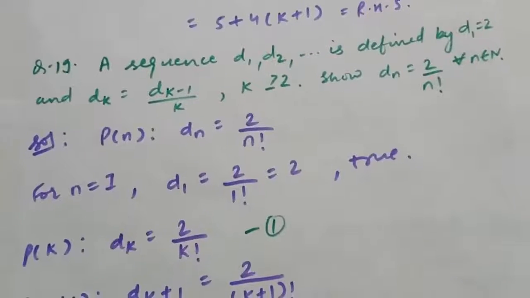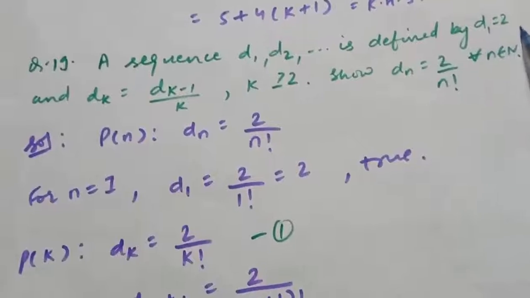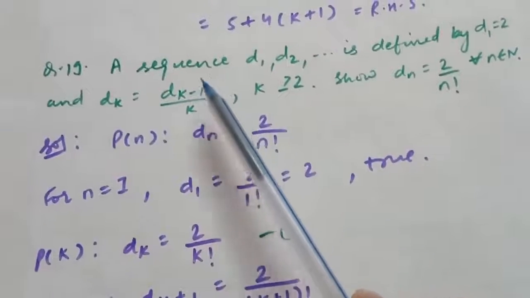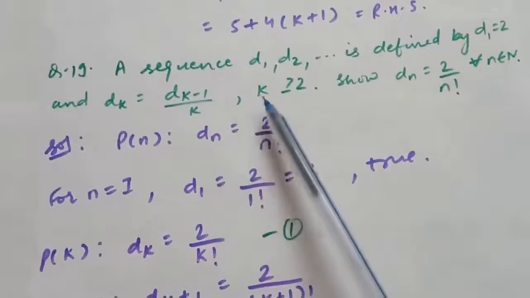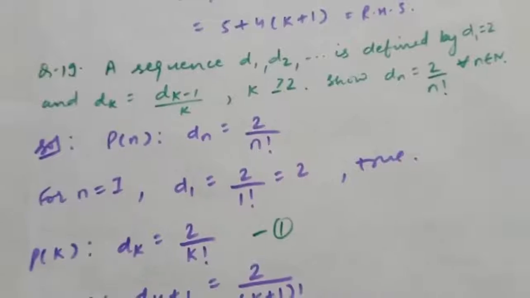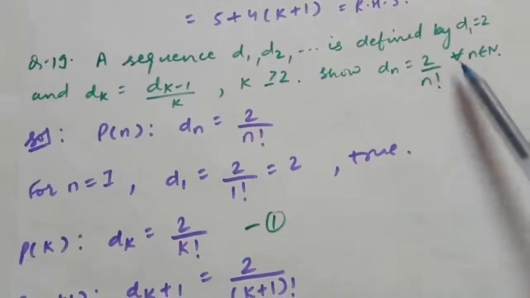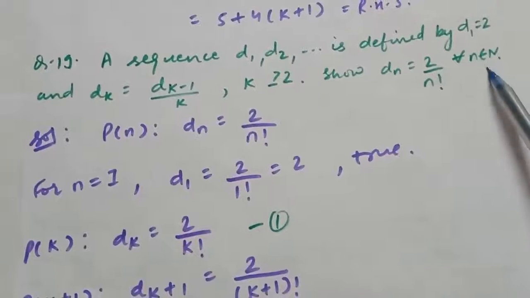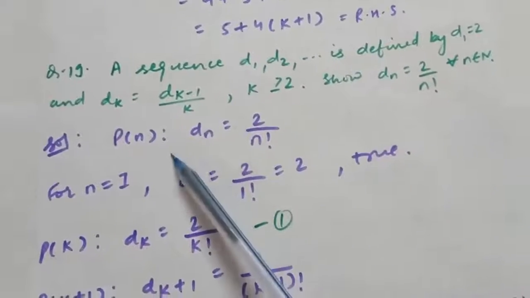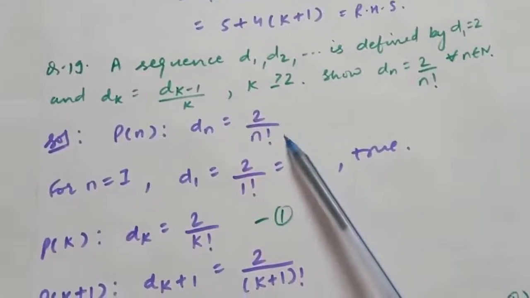Question number 19 now. A sequence D1, D2 and so on is defined by D1 is equal to 2 and dk is equal to d(k minus 1) upon k, for k greater than or equal to 2. Show dn is equal to 2 upon n factorial for all n belongs to natural number. This statement we want to show. So let this be Pn: dn is equal to 2 upon n factorial.